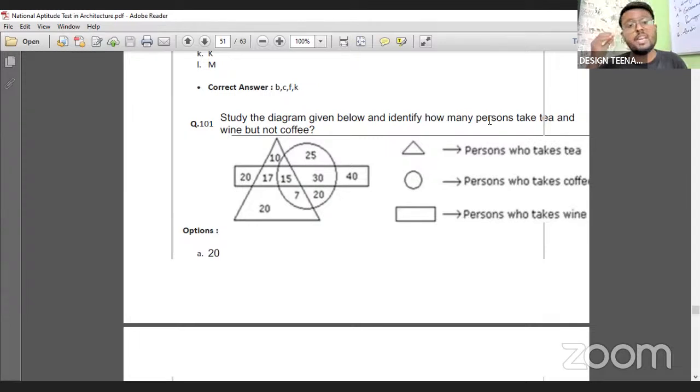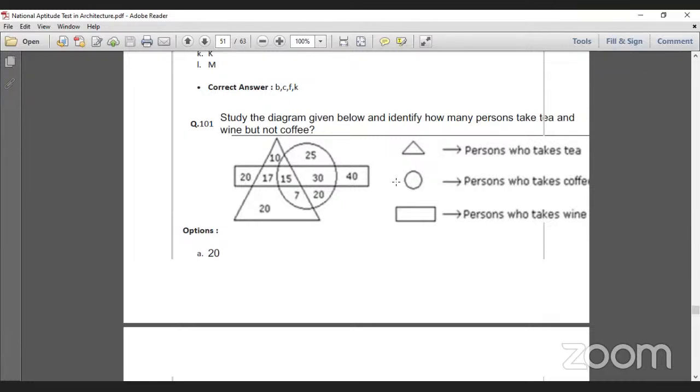If they told us they take only tea and wine, in that case we could have easily said the persons in between, but not coffee, is actually the number 30. They are in the tea segment as well as the wine segment. I guess 17 is the right answer, no? No, see, they are asking how many persons take tea and wine, but not coffee. So 17, acha, T is triangle, right?